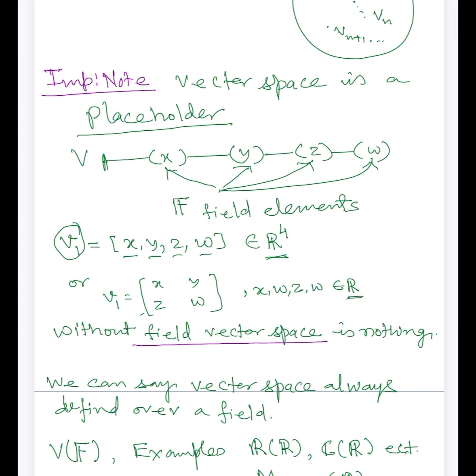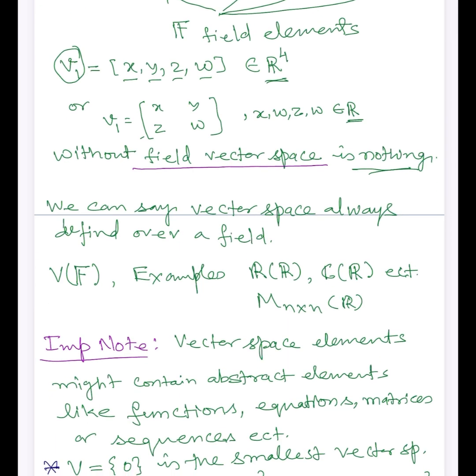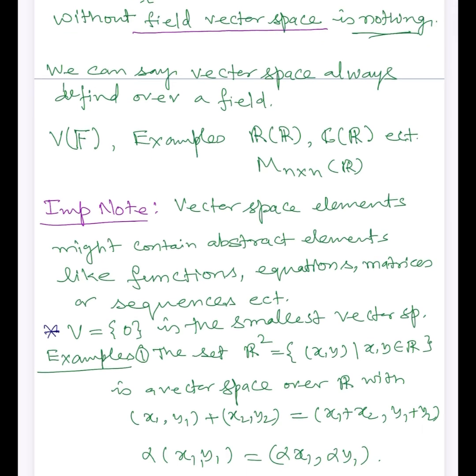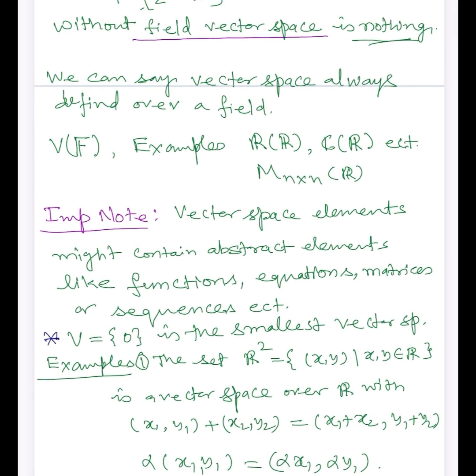So without a field, a vector space is nothing. This is a very important remark. We can say a vector space is always defined over a field. This is the final conclusion. For example, R over R is the real vector space over the real field. Later we will talk about dimension in the next video. Vector space, span, basis, dimension, all those things we will discuss in further videos.